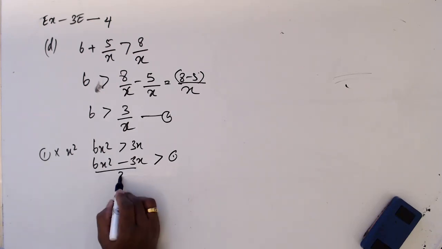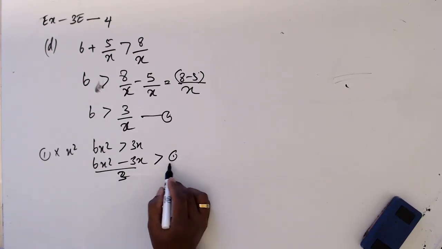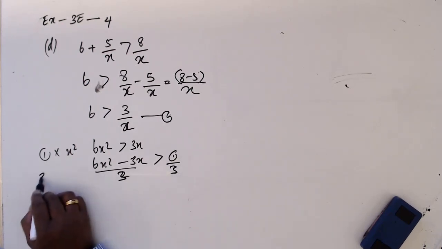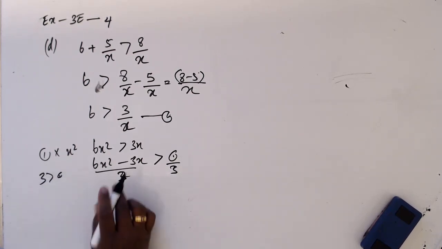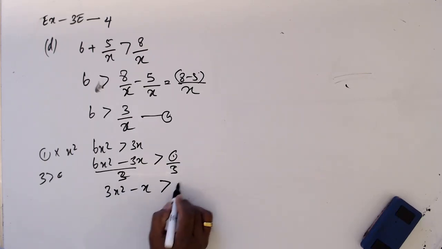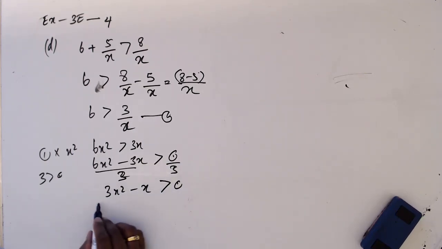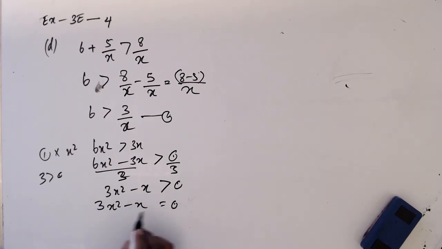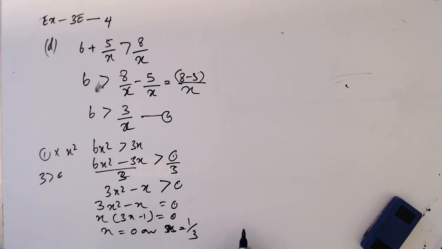I can divide by 3 both sides because 3 greater than 0 positive. Because of that, 3x square minus x greater than 0. Now we'll solve 3x square minus x equal 0. x(3x minus 1) equals 0. X equals 0 or x equal 1 over 3.